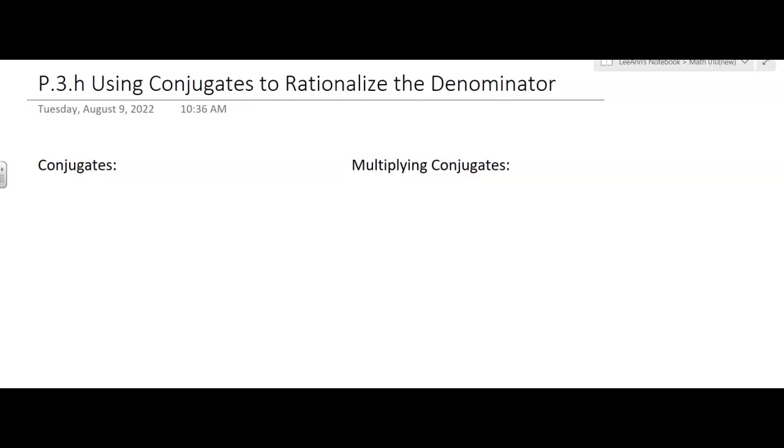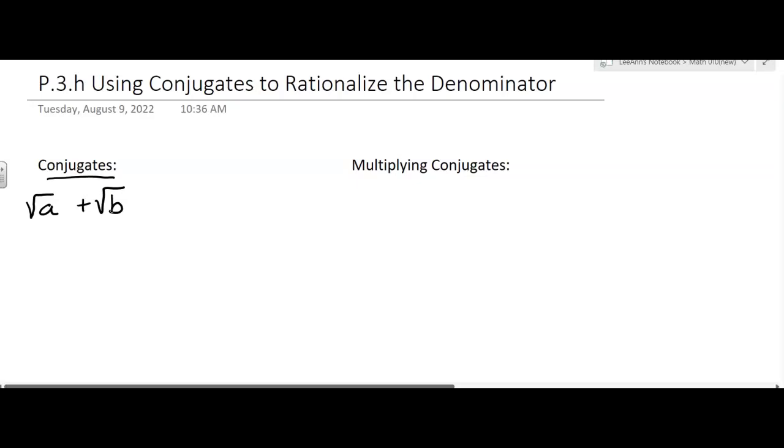So now we're going to talk about conjugates. Well, what are conjugates? And we're using this in the sense of with radicals, okay? Square roots. So let's say you have the square root of A plus the square root of B. Now, you can't add those together because the radicals aren't the same. The square roots aren't the same. So it's an expression. And you could have something like that.